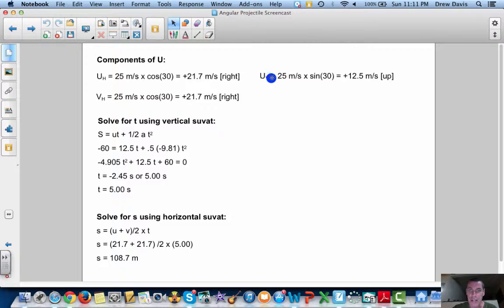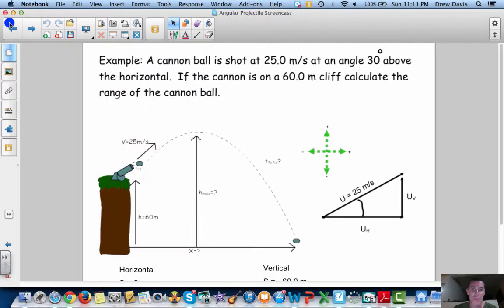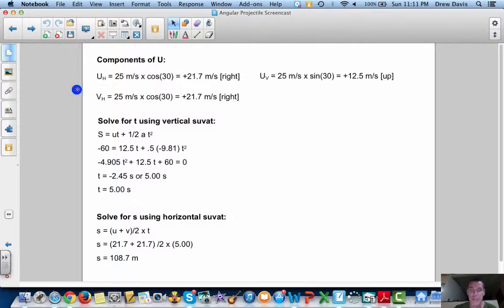In the vertical direction, u_v, the starting velocity going up, equals 25 meters per second times sine 30. If I flip it back a screen, you'll see here's u_v: how fast is it going up when it's first fired? Here's u_h: how fast is it going to the right when it's first fired? So I solve for both of those, and then once I have that, I can solve for t using a vertical SUVAT, just like I did in the previous questions.